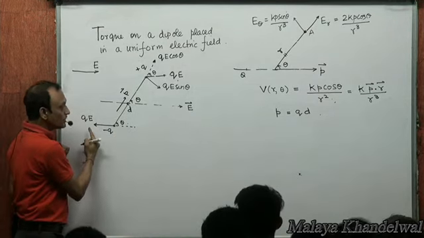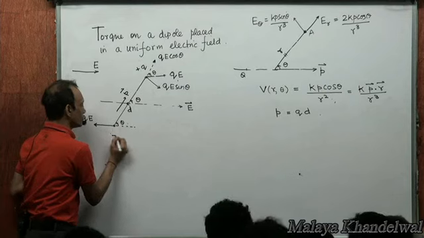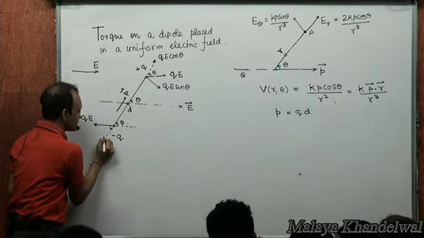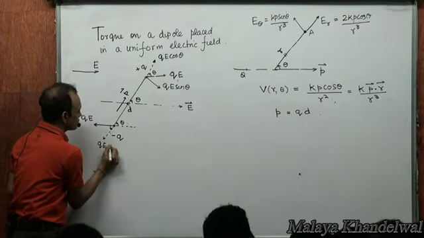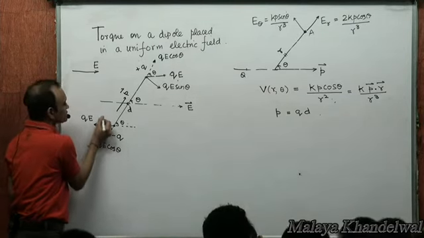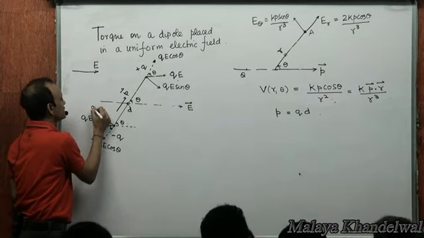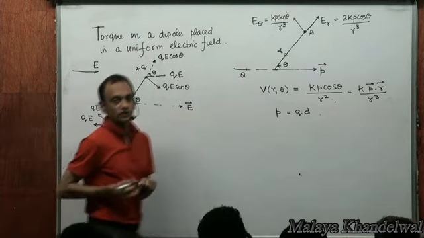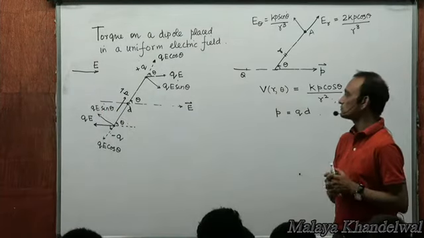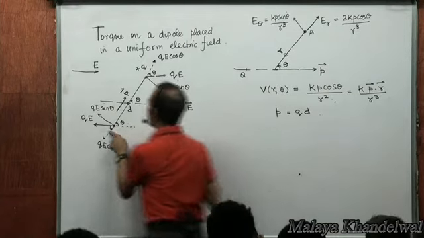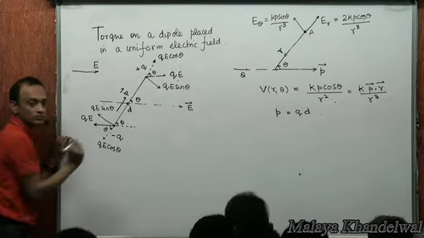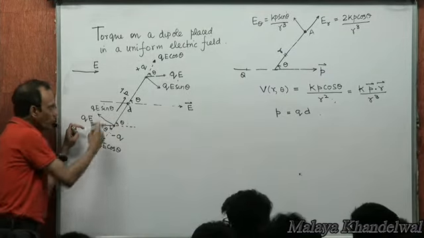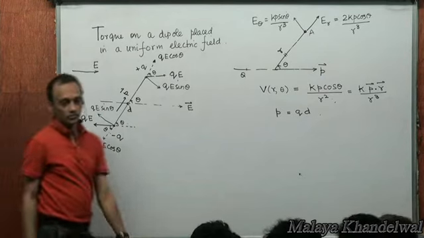Now, this qE, like before, could be resolved as, in this direction, qE cos theta, and in this direction as qE sin theta. Yes or no? qE cos theta and qE sin theta. This angle is theta, vertically opposite angles, theta. So this qE cos theta like this, aligned with the dipole, and qE sin theta perpendicular to the dipole. Yes or no?